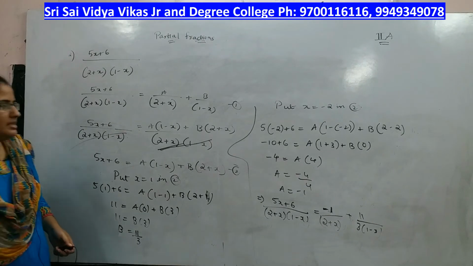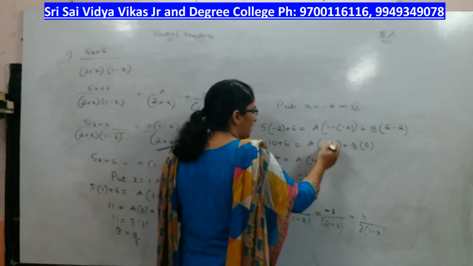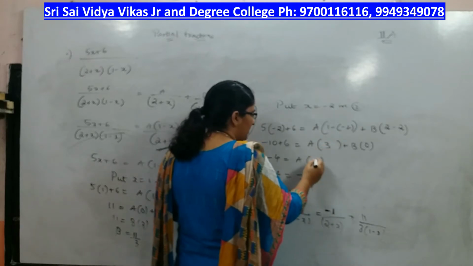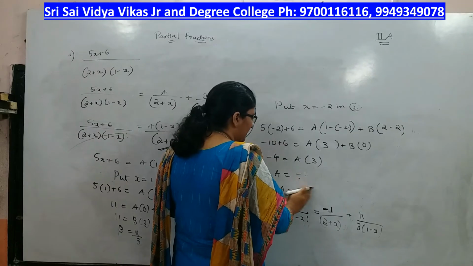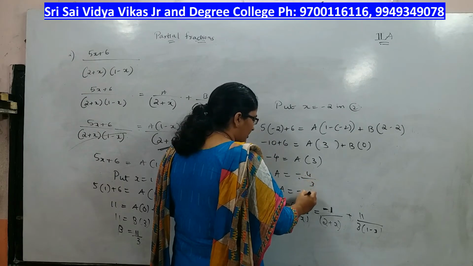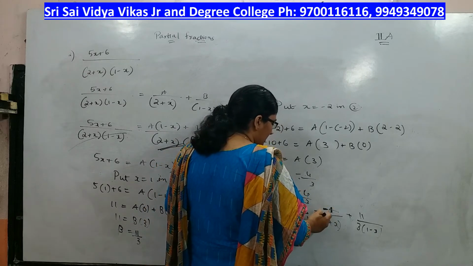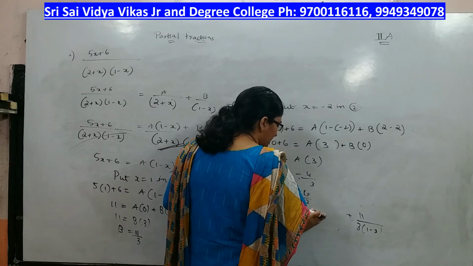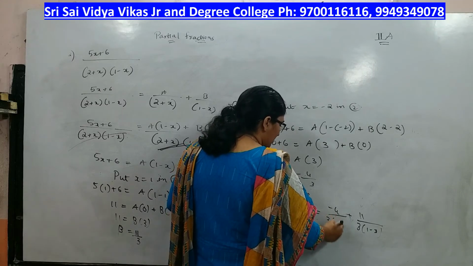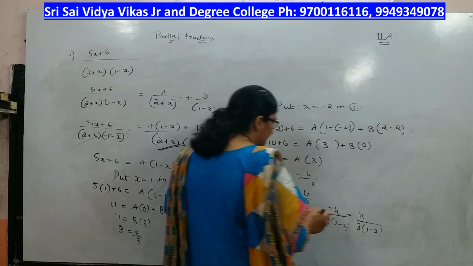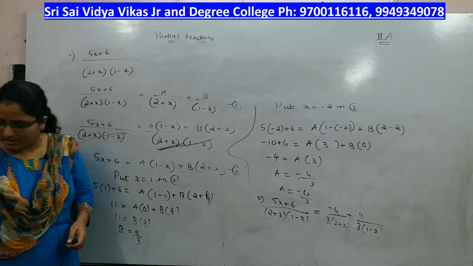Here there is 1 plus of minus 1, this will become 3, this will become 3 and this will be minus 4 by 3. The a value is minus 4 by 3. So you have here minus 4 by 3 into 2 plus x. This is what you get. So let us do the next problem.